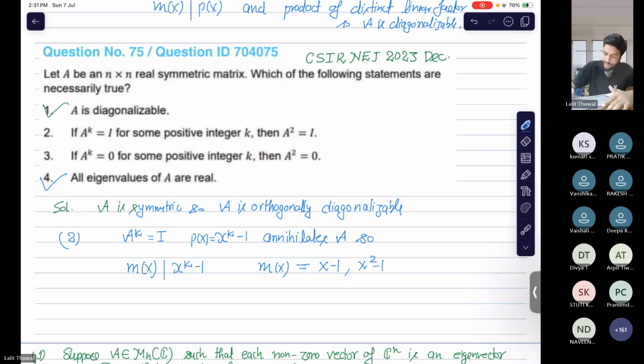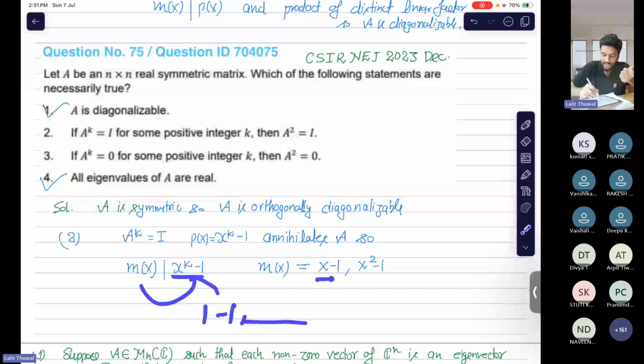right? How do I calculate this? First of all, you should know that the kth roots of unity may include 1 and -1, and all other roots are non-real. It depends on k whether -1 will be a root or not, but all other roots are non-real. They are not real. So mx is a factor of this. So either mx will be x minus 1 or x square minus 1. That depends on what k is.